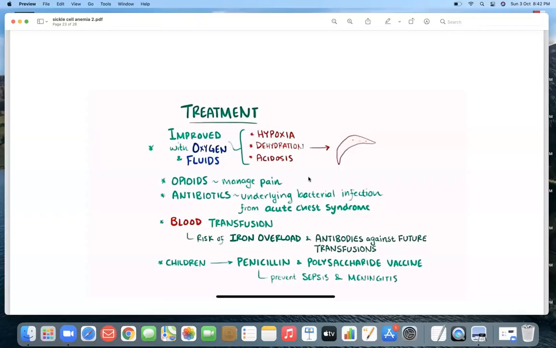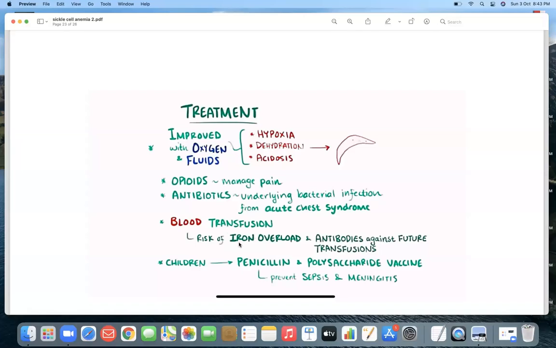You got my point? If pain is improved with paracetamol and simple analgesics, it's okay. He can be managed. Many times hydration at home and simple analgesia at home can make them improve. But if the pain is to such an extent that they need strong painkillers like opioids, they need to go to hospital. Then antibiotics, if you suspect underlying bacterial infection for acute chest syndrome.